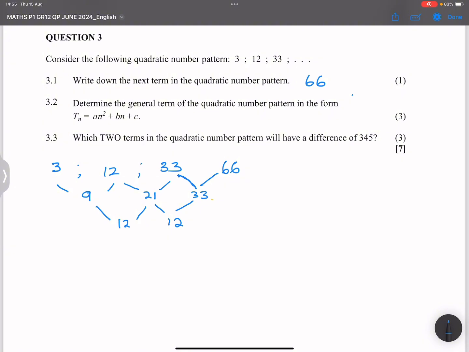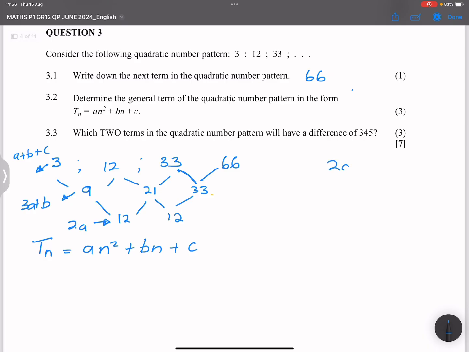Right, now they say to you, determine the general term of the quadratic number pattern in the form an squared plus bn plus c. Right, so now let's look at this. So Tn is an squared plus bn plus c. Now remember, to get the value of a, we take the second difference, and we say the second difference is 2a. And we know that the first difference will be 3a plus b. And we know that the first term of the sequence is a plus b plus c. All right, let's find that quickly.